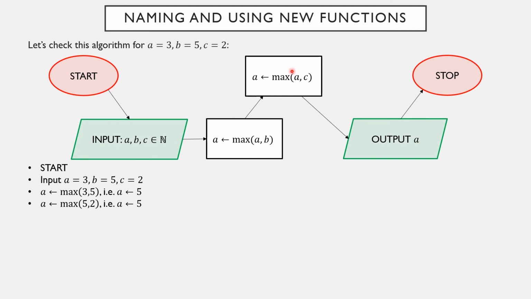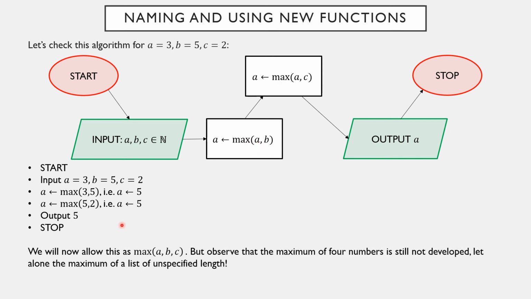I move here and now I ask what's the maximum of a and c? But remember, a is now the value 5 and c was 2. So what's the biggest out of 5 and 2? It's 5, and I store that to a. So now I output a, which is 5, and then I stop. By combining these two maximum checks, what we're really doing is checking for the maximum of all three. And now we could allow that as a single step, find the maximum of three.